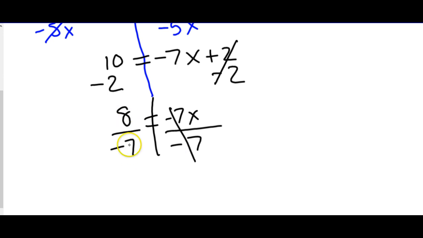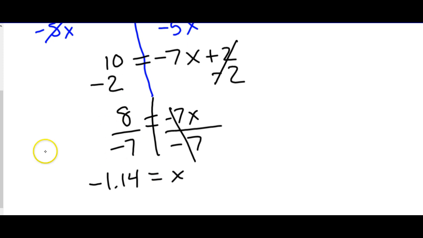So now if I were to plug 8 divided by negative 7 into a calculator, I'm going to get a decimal. I'd get negative 1.14. And it has more than that, but I'm going to stop there. It's negative 1.142857143. Let's just say negative 1.14. Now, I can write my answer that way if that's what it's looking for. I could say negative 1.14 equals x.